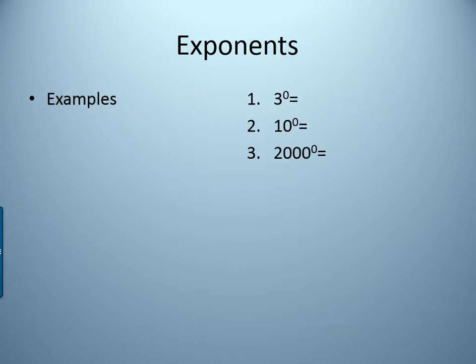So, for example, 3 to the 0 is 1. 10 to the 0 is 1. 2,000 to the 0 is 1. Anything raised to the 0 power is always going to be 1. Another example you can have is 1 million raised to the 0 power. Guess what that is? That is still just 1.